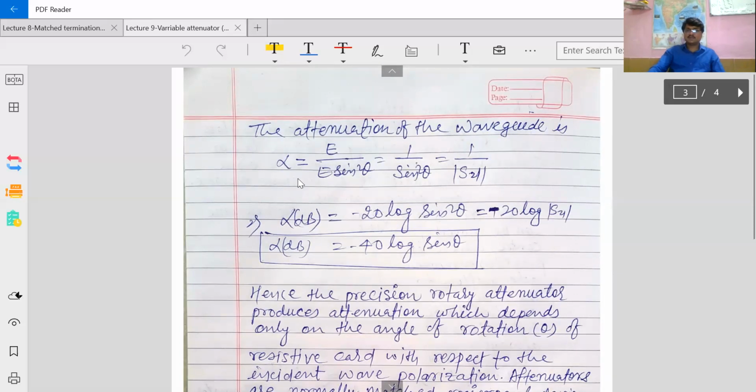And what is alpha? Alpha is again 1 upon transmission coefficient, so 1 upon magnitude of S21. So alpha in dB, if we take 20 log, what will happen? 20 log of 1 upon sin square theta, and this square will come outside and it will look like minus 40 log sin theta. So this is the attenuation. This attenuation varies sinusoidally with theta. Okay.